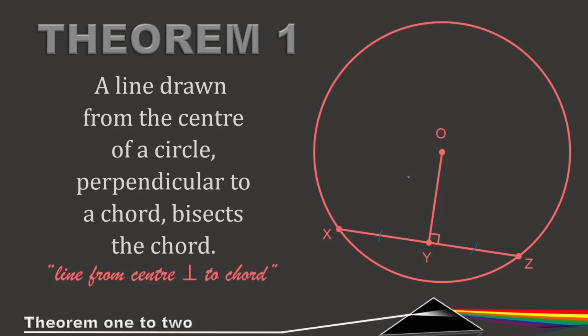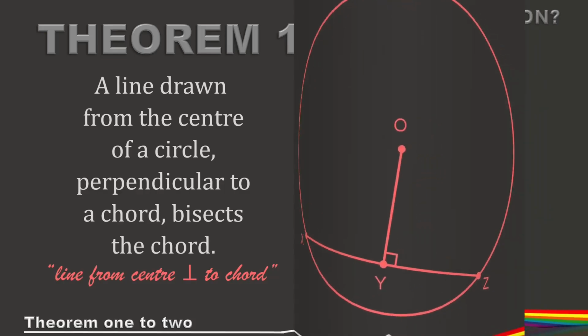Then the reason that you state, if you ever use this in a question, the reason for that statement will be a line from center perpendicular to chord, because you have to use the official reasons. You can't just write something that sounds like the reason. This is the official reason that you need to write down when you use this theorem.